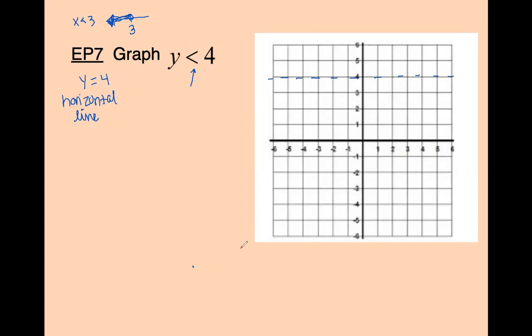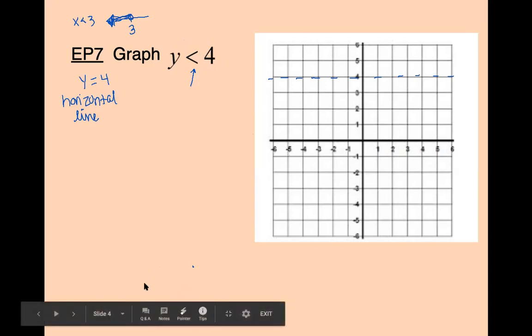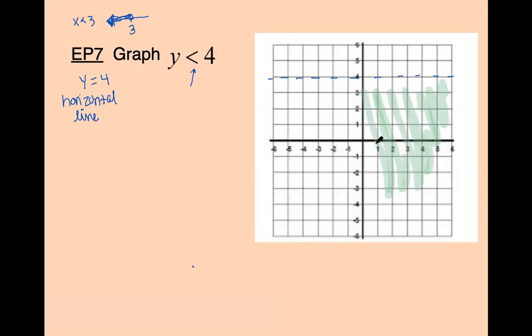So I'm going to do some shading. I'm going to grab a fatter pen, and I'm going to grab even a different color. And my solution is any number or ordered pair that is in this region, and you can do a much better job of shading with colored pencils or your pencil today, is any point down in this region.